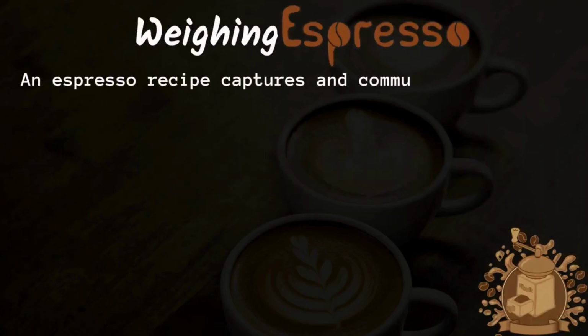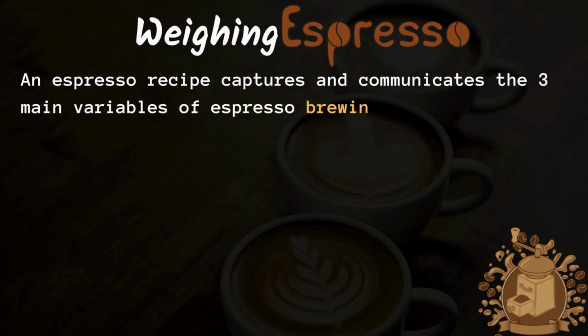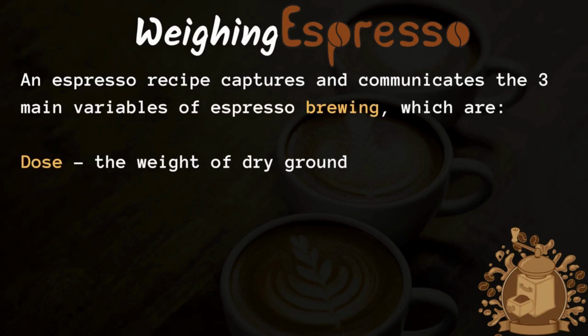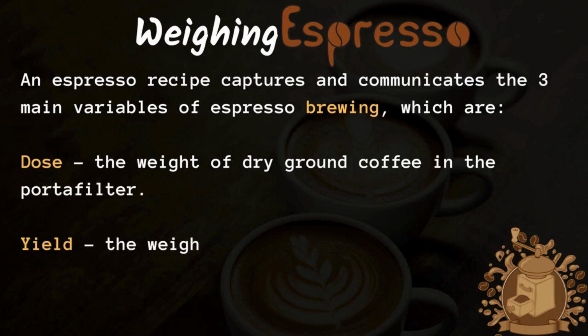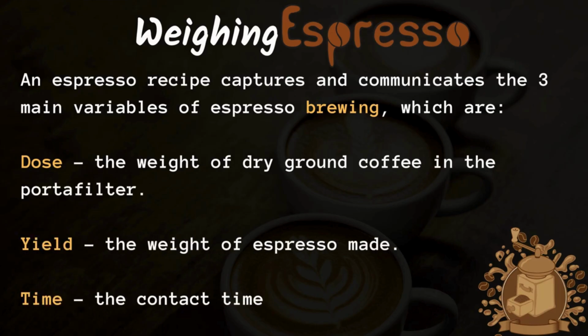An espresso recipe captures and communicates the 3 main variables of espresso brewing, which are dose, the weight of dry ground coffee in the portafilter; yield, the weight of espresso made; and time, the contact time between coffee and water.